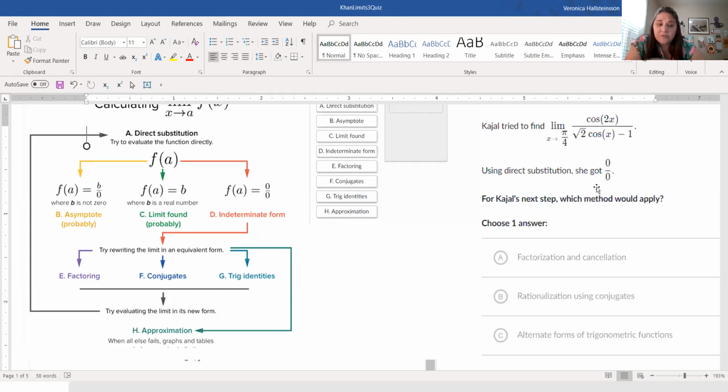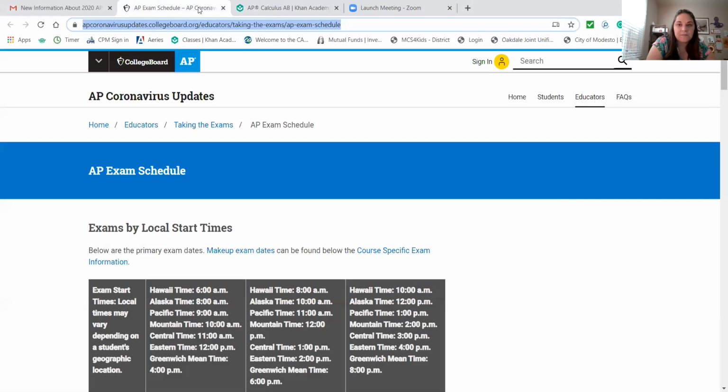Finally, if you do change the form, either by factoring or doing the conjugates or with trig identities, then you change it and you try to sub in again. If you don't get 0 over 0, but you do get something over 0, that would be choice B again, that I can't find the limit, but at least now I know that there's an asymptote there. So basically this schematic is going to guide you through a big chunk of what Khan Academy is testing on quiz 3. So let me pull up my Khan Academy.